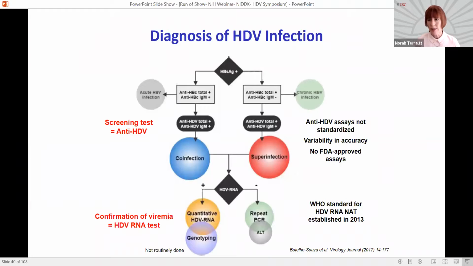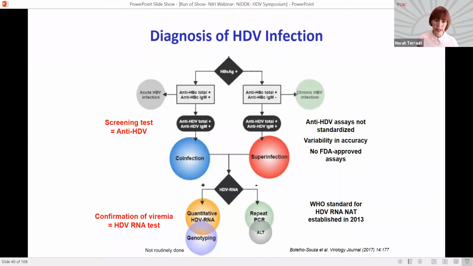But the challenge is that we still are lacking FDA-approved assays. So here's the diagnostic algorithm for Delta. So screening is with an antibody test and confirmation of infection done with the HDV RNA testing. But as I've highlighted with just a very few studies, the anti-HDV assays are not standardized. We do see that there's variability both in specificity as well as sensitivity. And that I think challenges us in terms of thinking about how we're going to roll out screening algorithms.